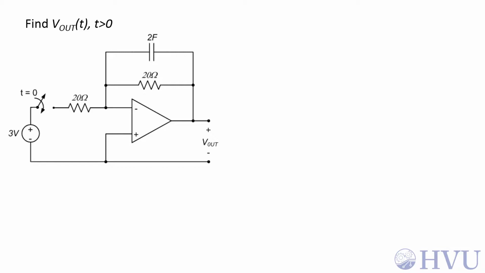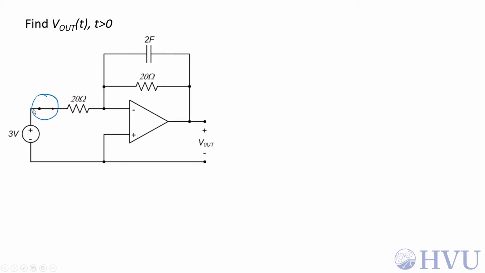We need to write the differential equation for t greater than 0. So for t greater than 0, this switch is in its closed position and the circuit looks like this. If we're going to write a differential equation for the circuit, we'll need the voltage current characteristics for the energy storage elements. For this capacitor, I'll define a voltage V sub C so that the current going into this terminal is 2 farads times the derivative of V sub C with respect to time.